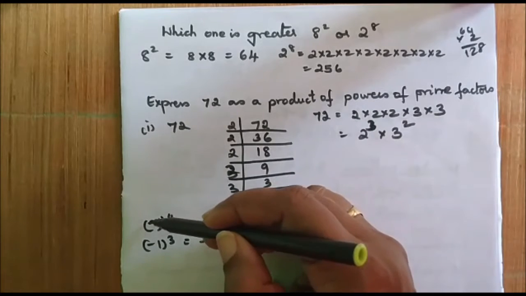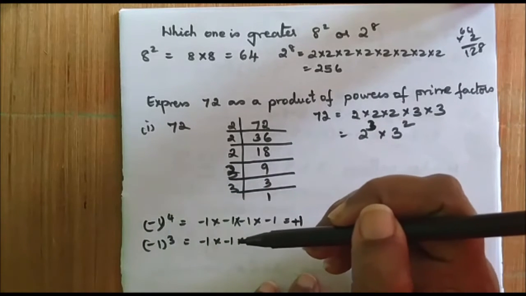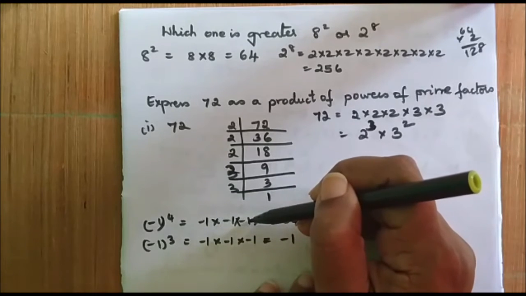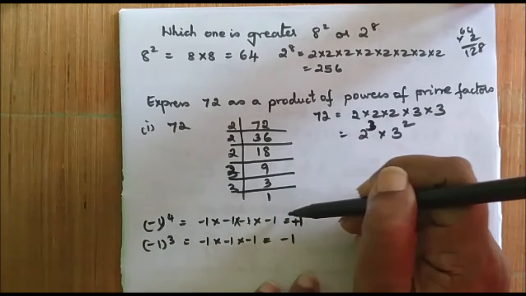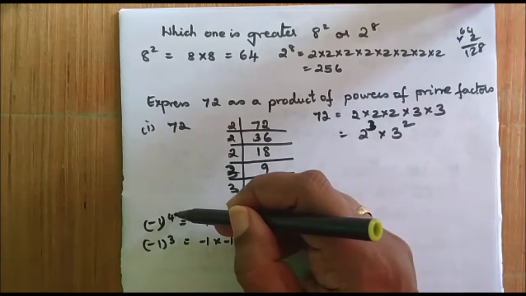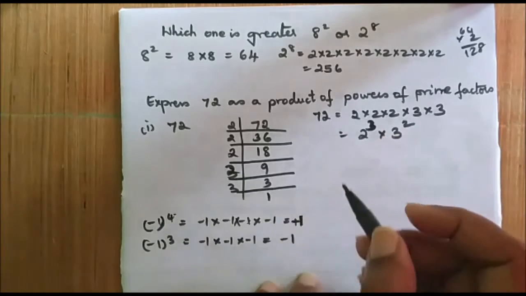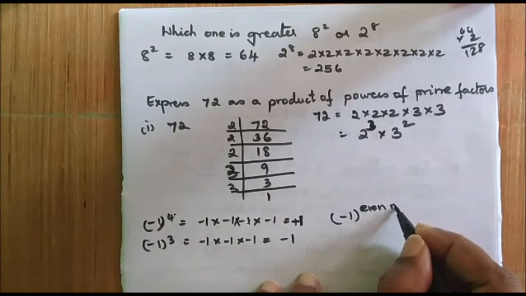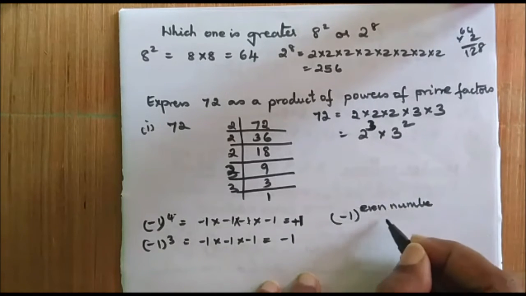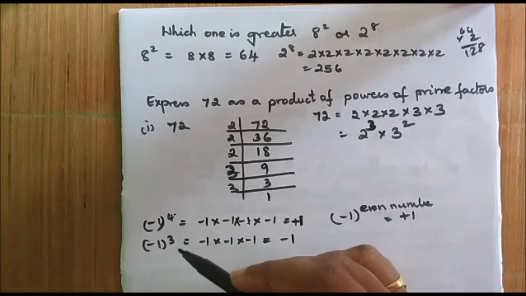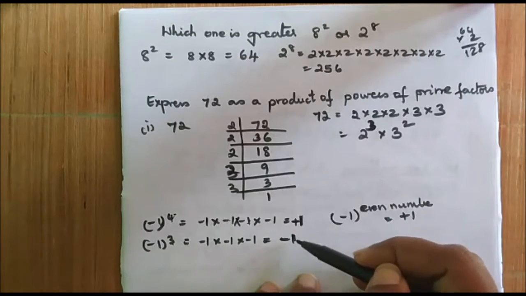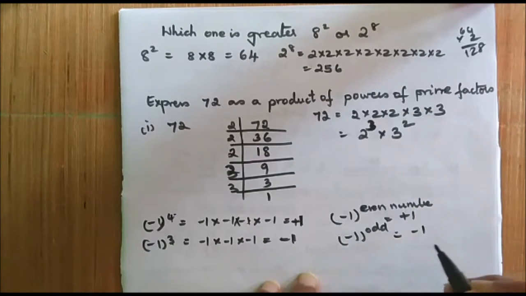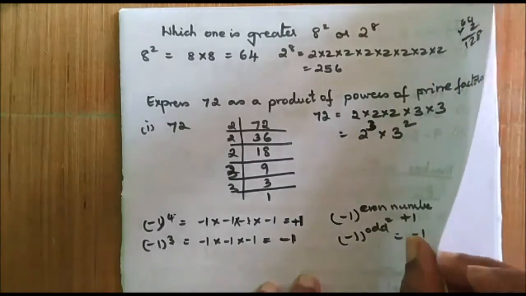Okay, now let me take minus 1 raised to the power 4. What is it? Minus 1 into minus 1 is plus 1. Plus 1 into minus 1 is minus 1. Minus 1 into minus 1 is plus 1. So when the power is 4, we'll have a positive 1. So minus 1 to the power of an even number is plus 1, whereas minus 1 to the power 3 is minus 1. So minus 1 to the power of an odd number is nothing but minus 1. I hope you understood this.